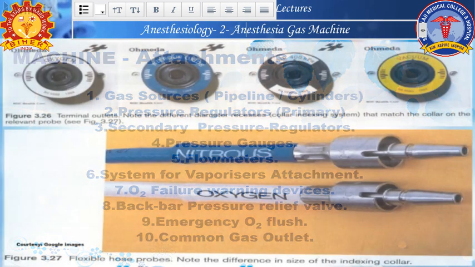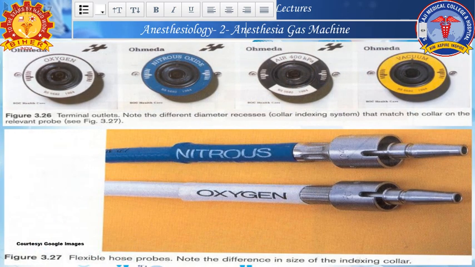Okay, now this is the slide describing how common gases like nitrous oxide or oxygen, their pipelines, are attached to the wall outlets inside the operation theaters. That has also advanced now. Previously we had Mark 1, Mark 2, now it has advanced to Mark 3 or Mark 4. As per the modification, the fitting port and the attaching port have also changed now.